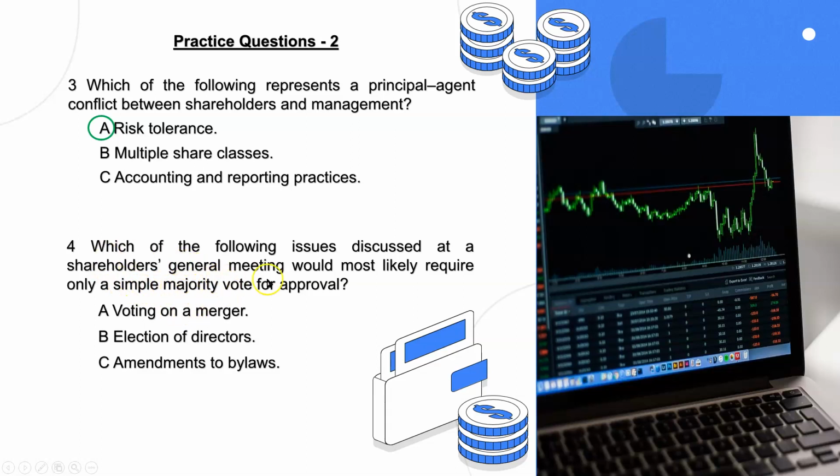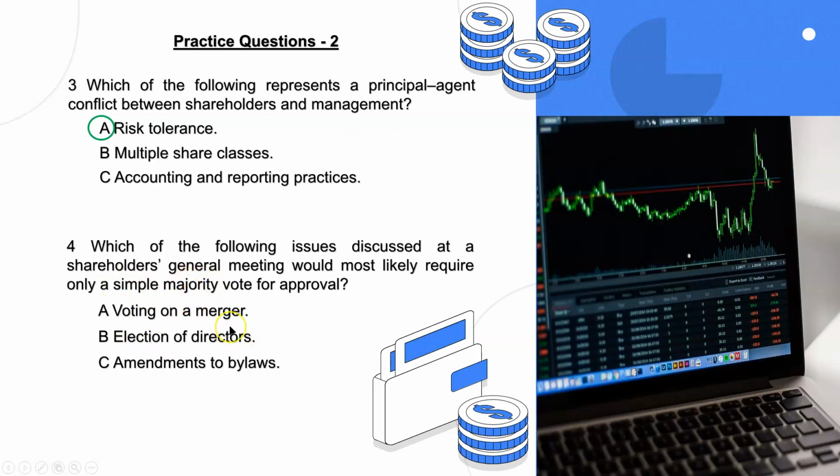To answer this question, normally only major decisions, huge, big decisions, require 2/3 of the shareholders. The simple majority is for simple matters, routine matters. So voting on a merger, our company is going to merge with another company. This is a big decision, it cannot be a simple majority of 51.